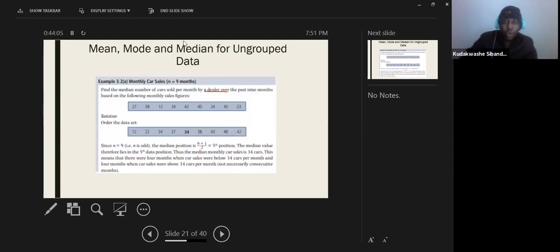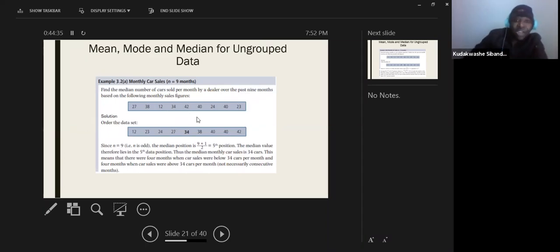All right. Let's look at an example so that you understand how to calculate the median for ungrouped data. Find the median number of cars sold per month by a dealer over the past 9 months, based on the following monthly sales figures.